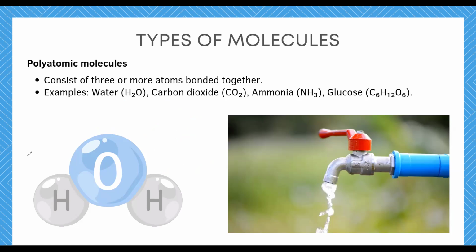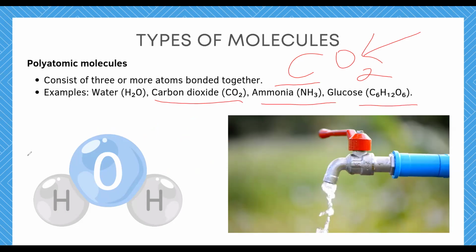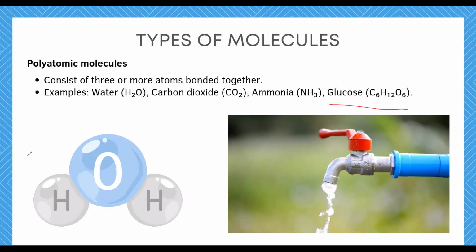And then we have carbon dioxide, the stuff we breathe out when we exhale. How many atoms are here? We have CO2. There are three atoms. Thank you. How many elements are there now? Two. Good. We have carbon and we have oxygen. And then we have ammonia and glucose. Do you know what glucose is? How many atoms are inside glucose?